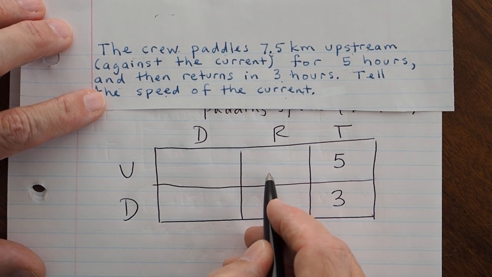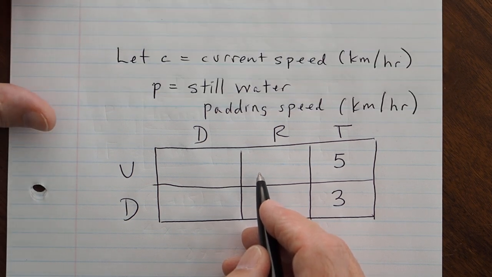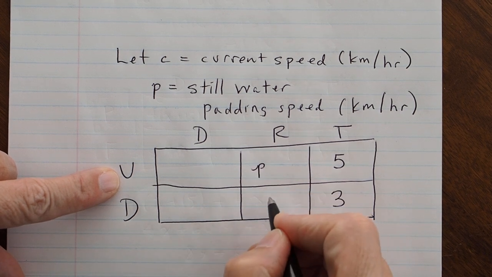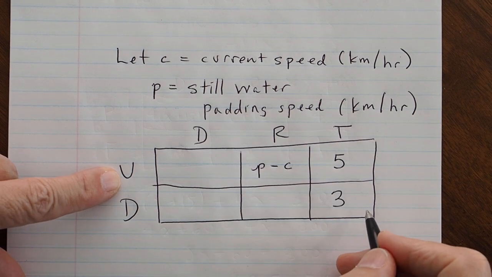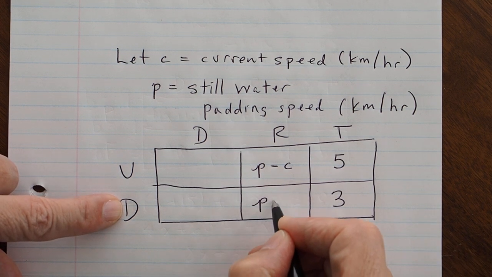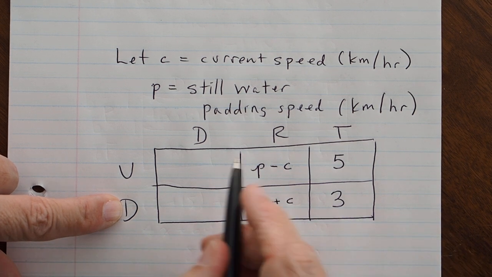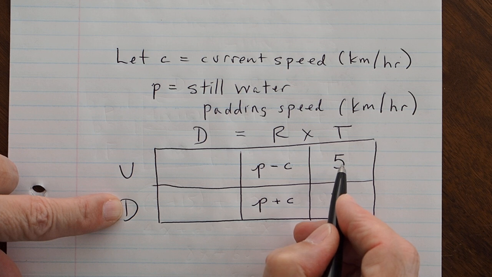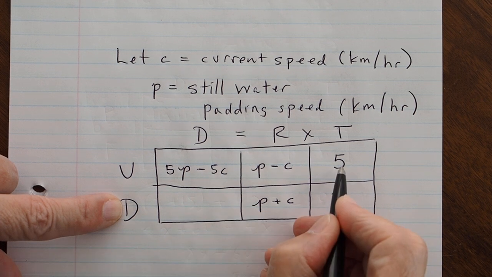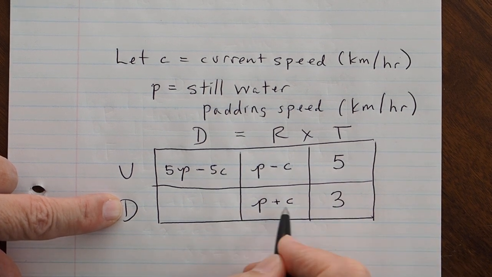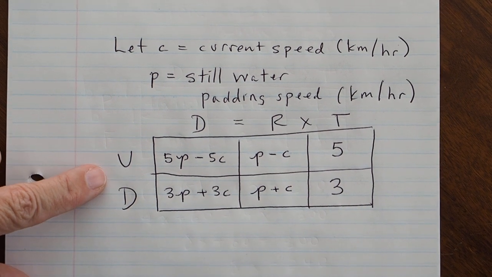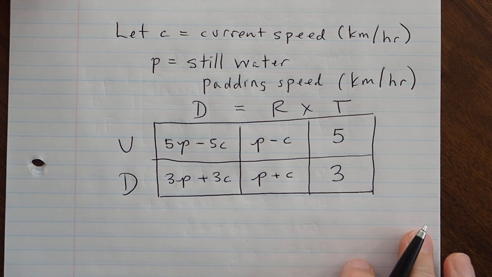Now the rate is what's complicated, the rate is what's interesting, and the rate is the reason we made these definitions. When you're going upstream, the current is working against you, so your normal still water paddling speed is reduced by the current's speed. And when you're coming downstream, the current helping you out, then your normal paddling speed in still water is helped by the current. To get distance, which is equal to rate times time, I multiply this times this, and that gives me 5p minus 5c when I multiply the 5 through against those. I now multiply the 3 through against those, and I get 3p plus 3c for those 2 cell entries. Okay, so far so good.